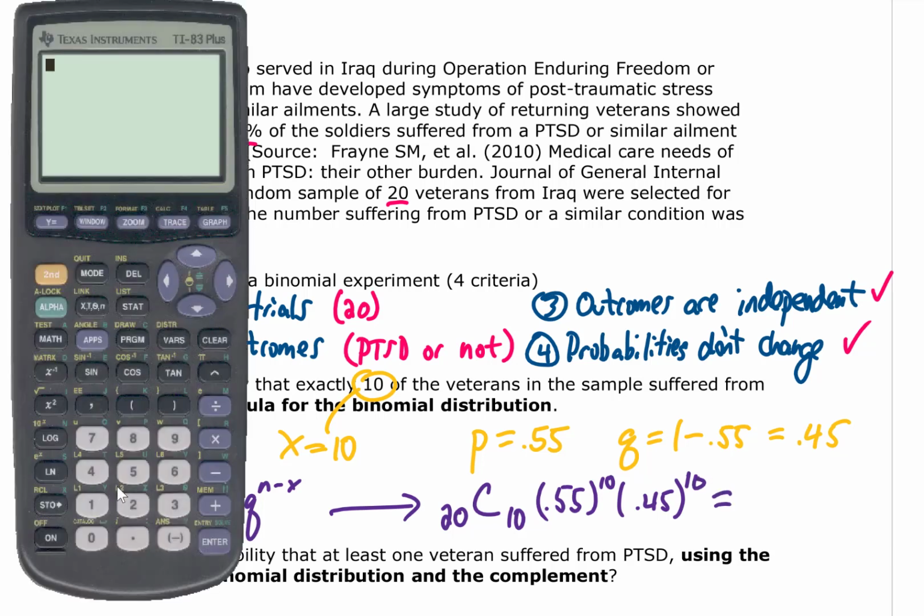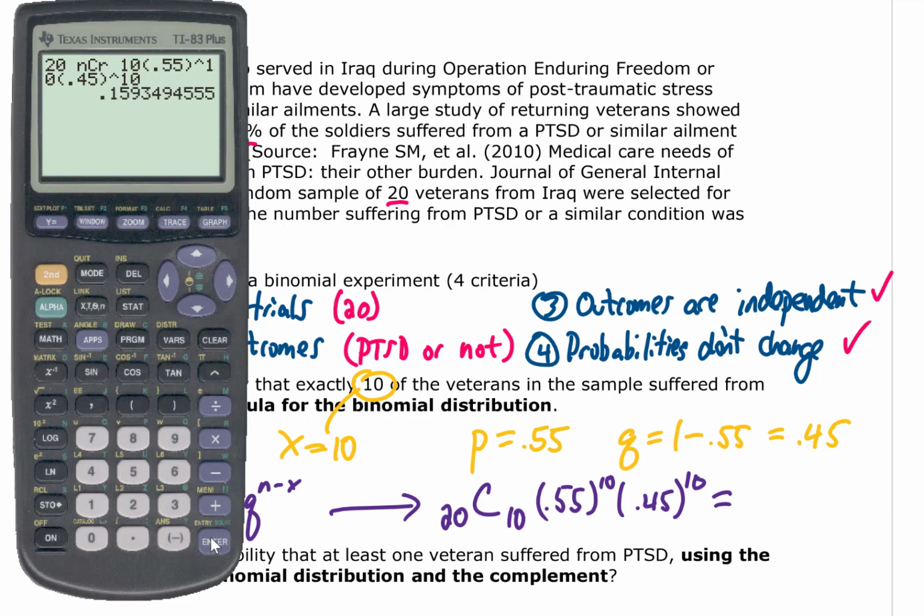Well, we need to plug this into our calculator, so here's how we're going to do it. I'm going to start with the 20. I'm going to go to Math, Probability. I'm going to choose the combination option. And we're going to do 20 choose 10. Then we're going to multiply by 0.55, that is going to be raised to the 10th power. And then we're also going to multiply by 0.45, which also happens to be raised to the 10th power.